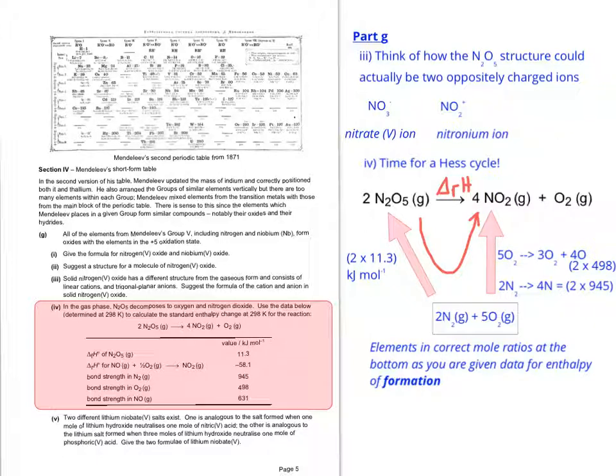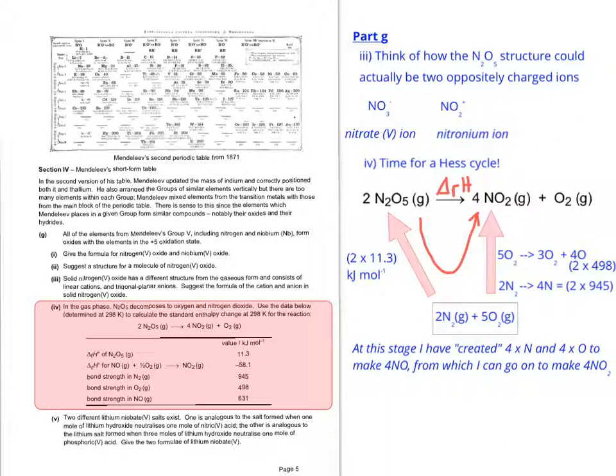While we're doing this, obviously what I'm going to be doing a little bit later on is adding all this together. So I've made my 4 nitrogen monoxides. I can go on now and turn them into 4 NO2s. I've got an equation for that process.